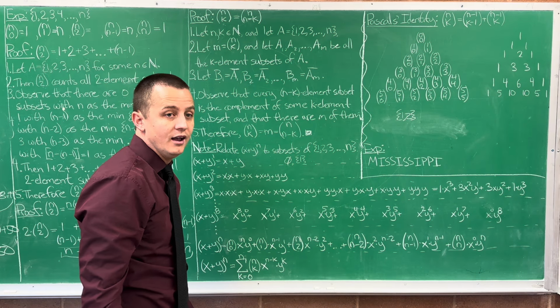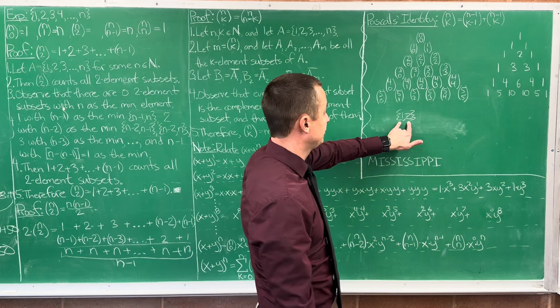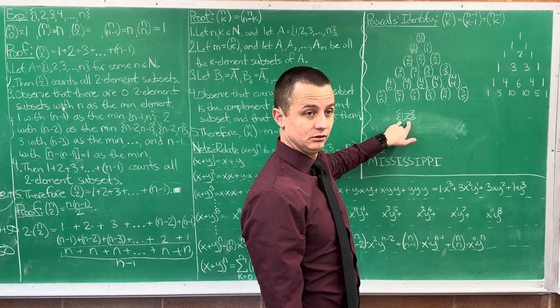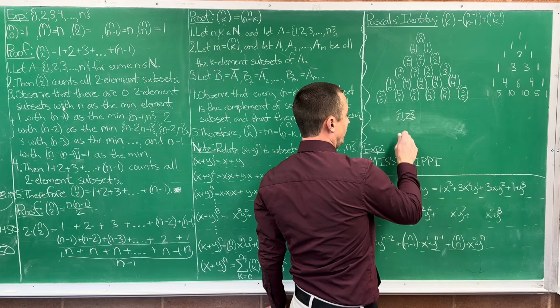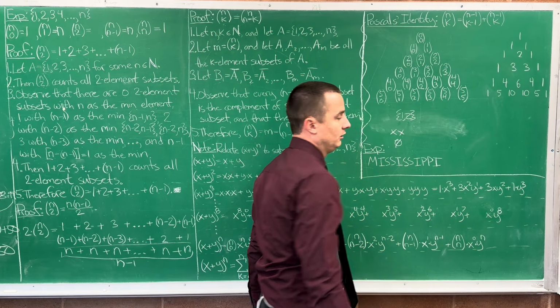Right? What are all the subsets I can choose? I can choose a subset where I don't include any elements. Should I include the first one? No. Should I include the second one? No. So in other words, that gives me the empty set.